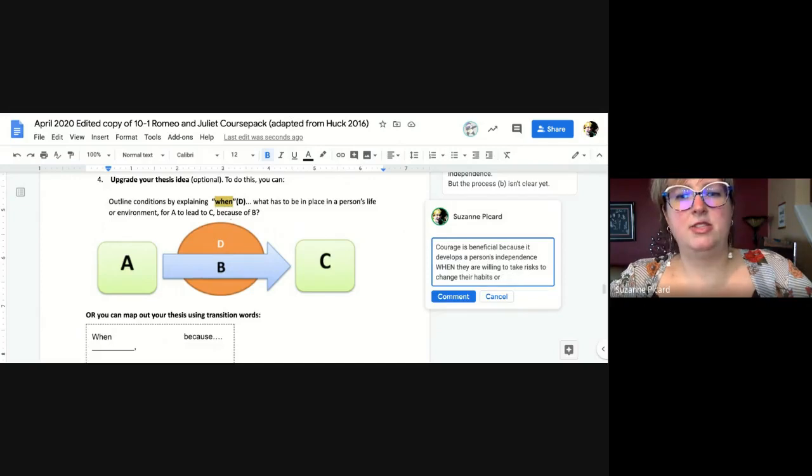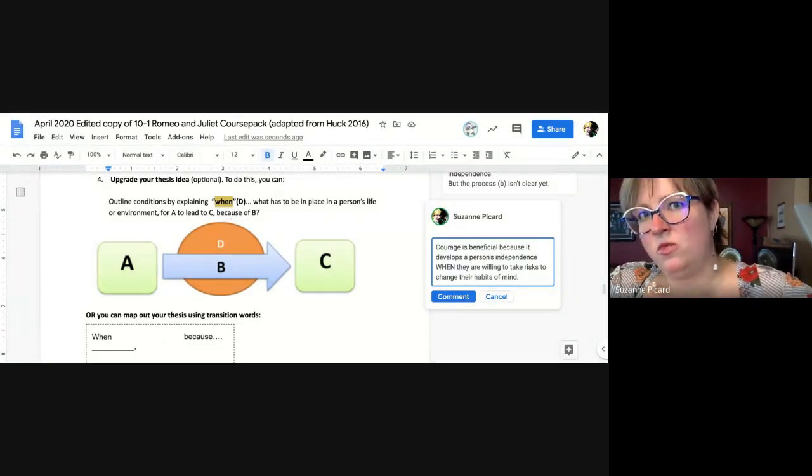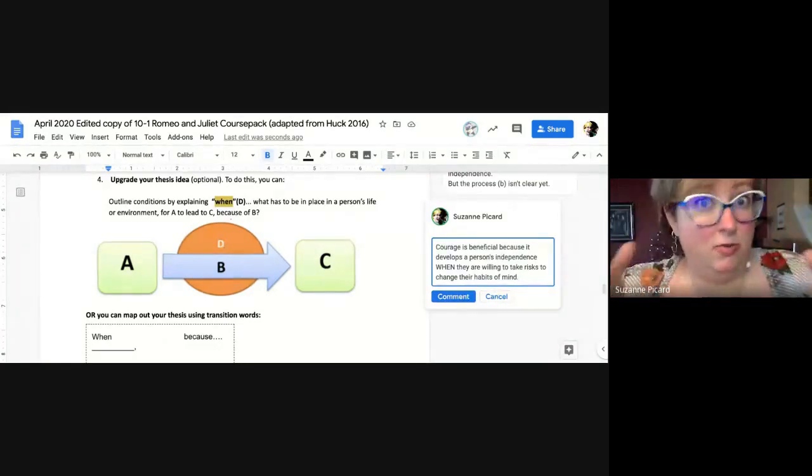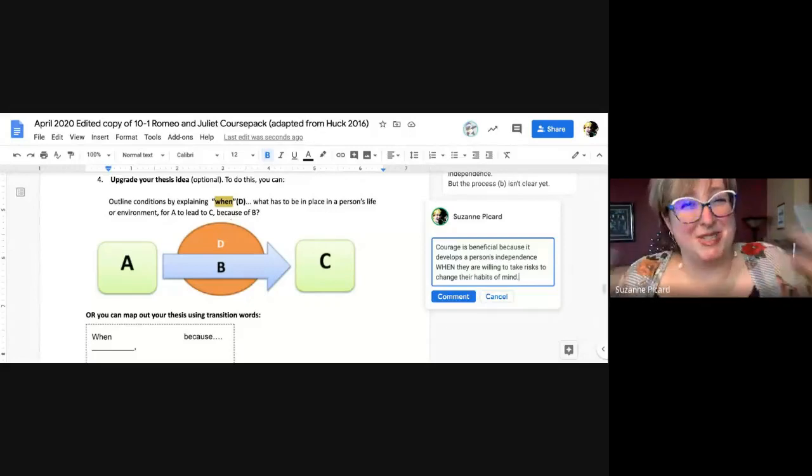I don't really like that. Let's just say change their habits of mind. Let's do that. Because habits of mind might be, I'm going to listen to my family. I'm not saying that's bad. That's actually a wonderful thing to have a family where they're supportive of one another, right?